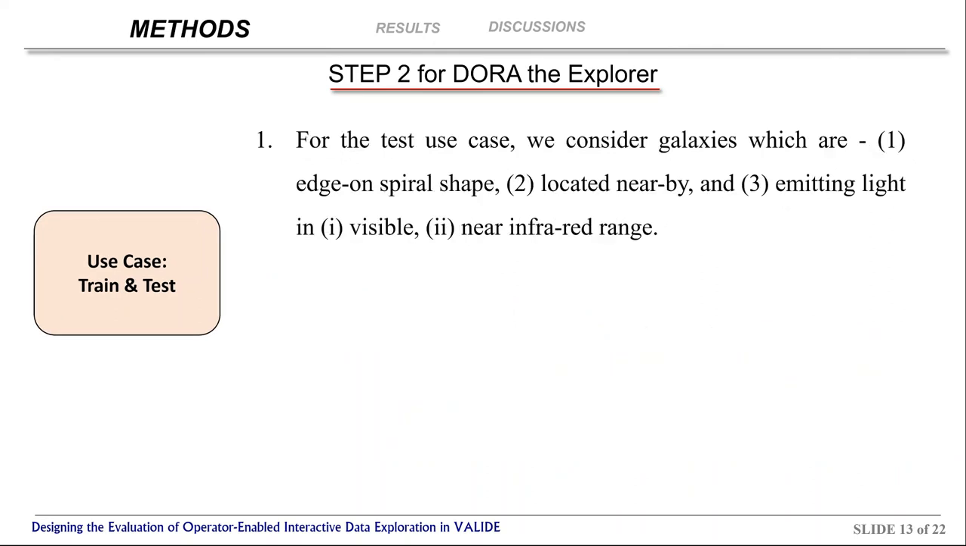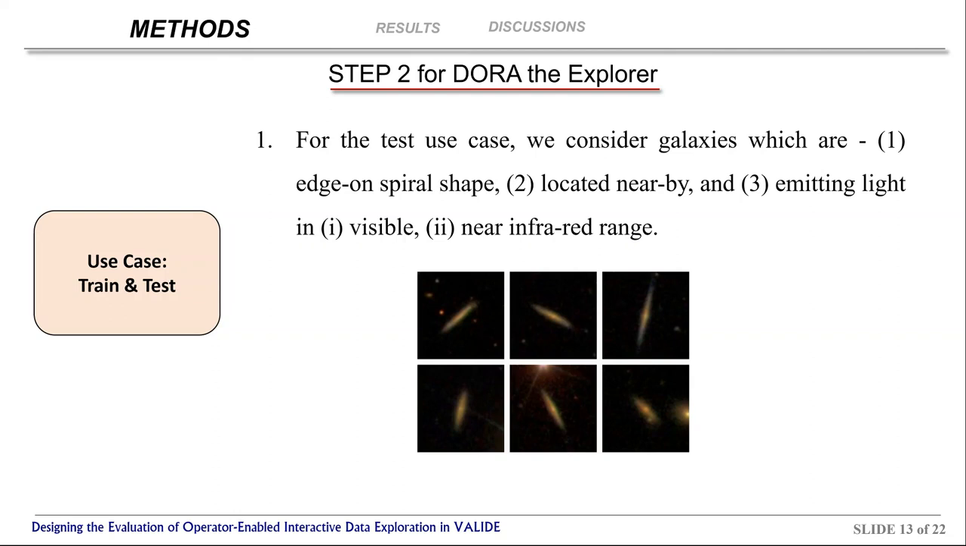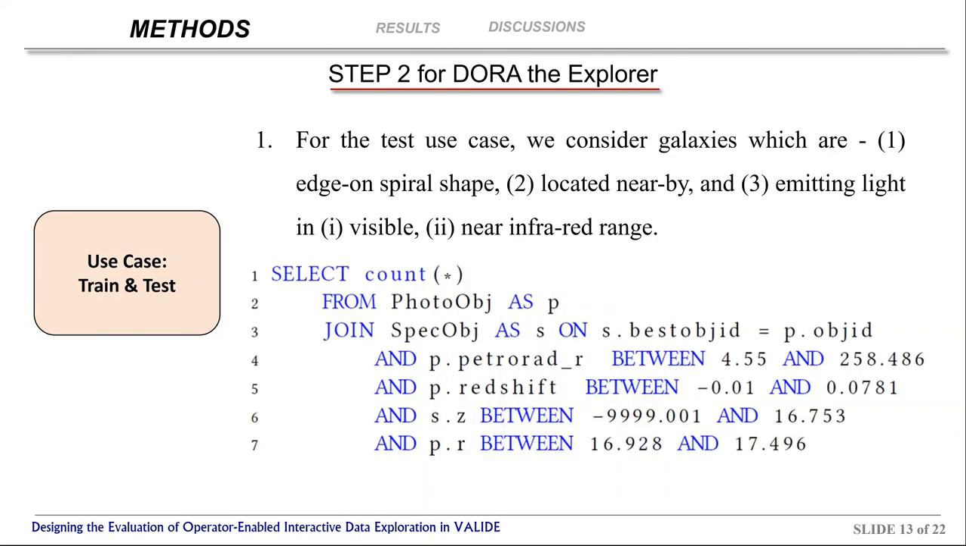Similarly, for the test use case, we consider galaxies which are edge-on spiral shaped, located nearby, and emitting light in the visible and near infrared range. The images for an edge-on spiral shaped galaxy look like this, and the corresponding SQL query to find the edge-on spiral shaped galaxy is this. Note that these SQL queries are created by an expert who is well versed with the SDSS dataset. Also note that the test use case consists of 7 clauses and attributes.